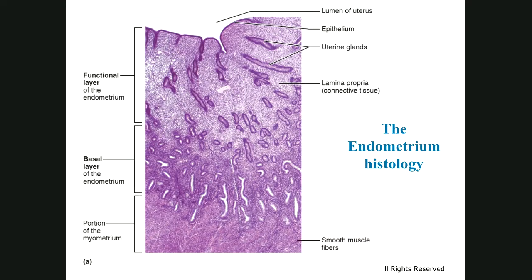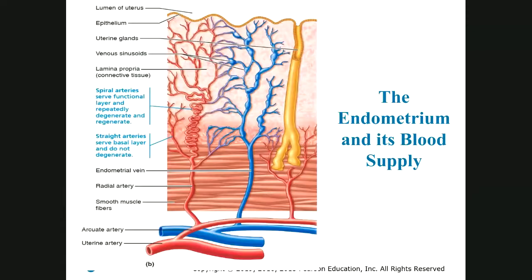So let's look now at the blood supply for this endometrium. The blood supply is very important because it plays a role during the cyclic changes, especially since we have this functionalis that is shed after each menstruation, and we have the basalis that will renew this functionalis at each menstruation.